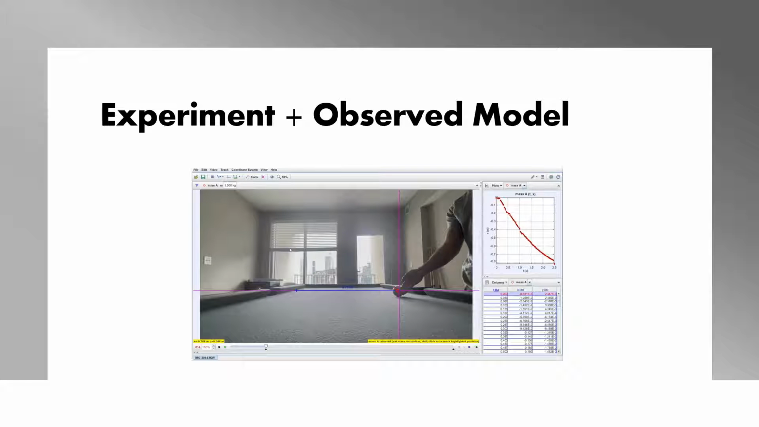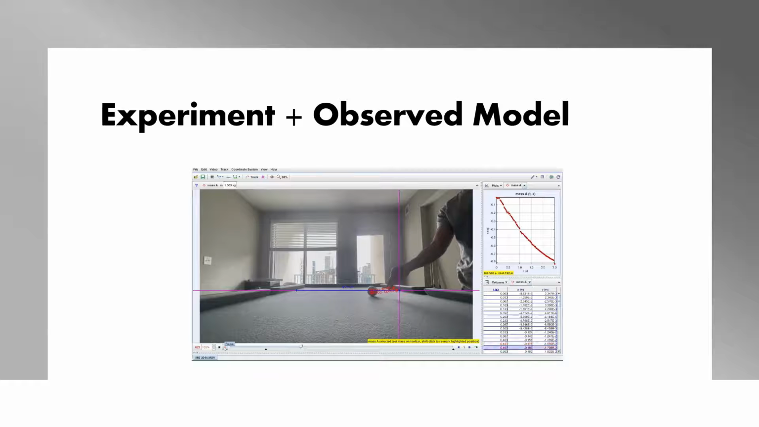So here we have our experiment. It is set up on a billiards table using a billiards ball as our object. It will initially be pushed with a certain amount of force, and it will move in the negative x direction, and it will keep moving until it is stopped by the other end of the table.